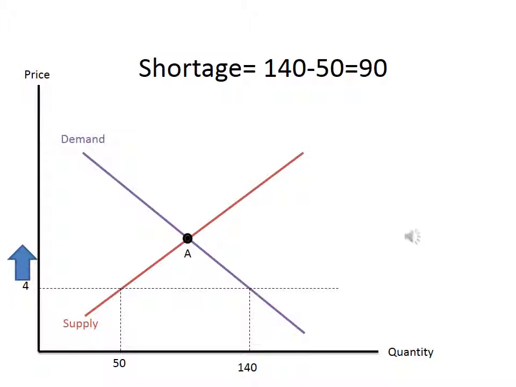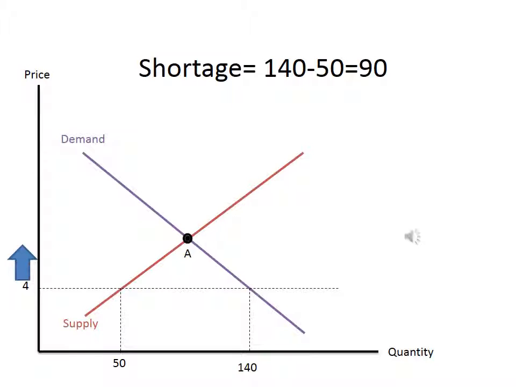And there'd be customers coming up to the store manager saying, hey, I'd like to buy some apples, but the manager has to say, I'm sorry, we've run out. Well, it's going to be in the self-interest of the store manager to raise the price of apples. When you raise the price of a good that has a shortage, you cut the shortage for two reasons. By the law of demand, as you raise the price of a good, fewer people want to buy it. And by the law of supply, as you raise the price of a good, more people want to supply it.